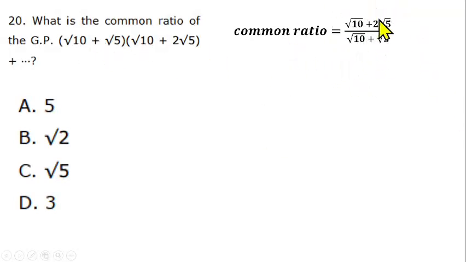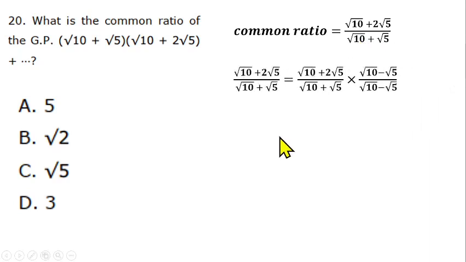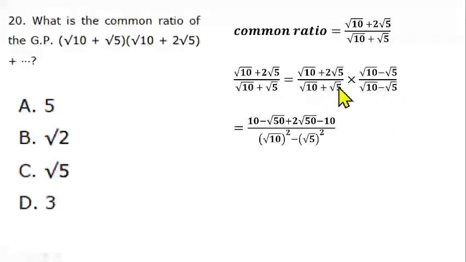So that means we are dealing with a surd now. So that means you need to multiply up and down by the conjugate of the denominator, which is root 10 minus root 5. So if you multiply that, you have this like this. Then the denominator is a difference of two squares.